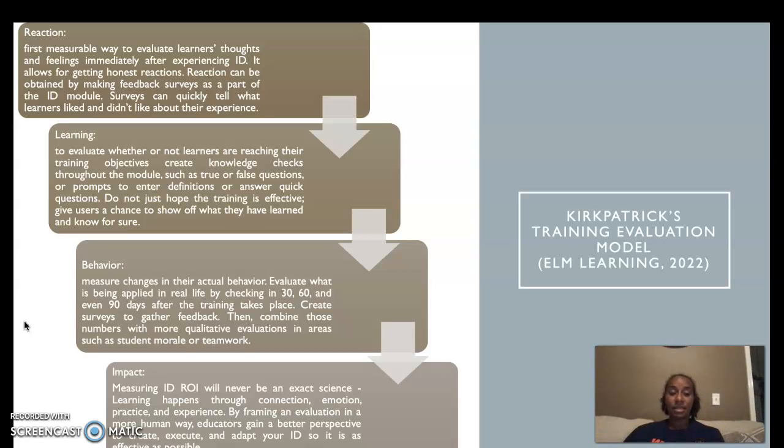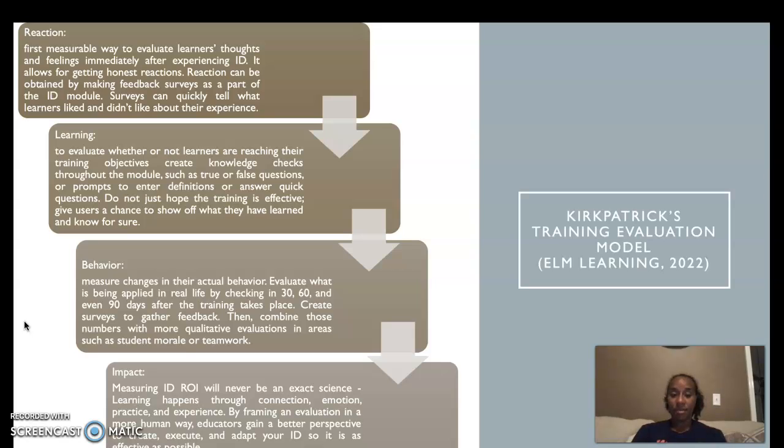The next is learning, to evaluate whether or not learners are reaching their training objectives. You can create knowledge checkpoints throughout the module. This can be something like true or false questions, prompts to enter definitions or answers, or quick answers to questions. Don't just hope that your training is effective. Give your learners a chance to show off what they've learned and know for sure that they learned it.